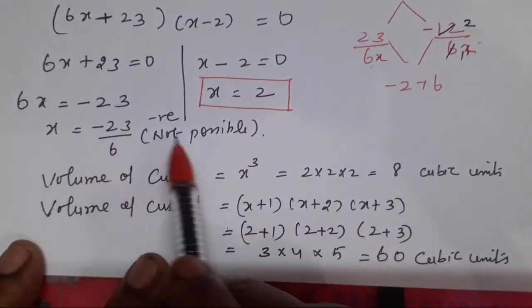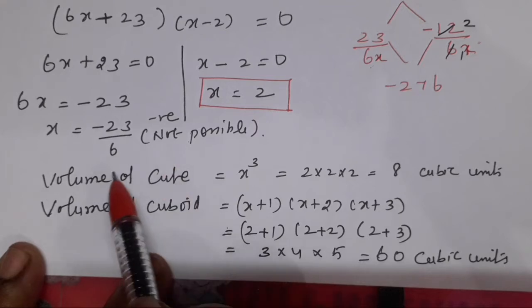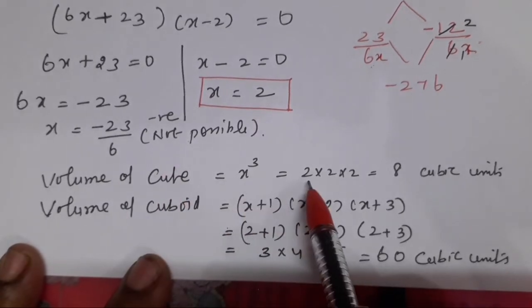Therefore, we neglect that one because a negative value is not possible. Therefore, the volume of the cube is x cube. x is what? 2 into 2 into 2.